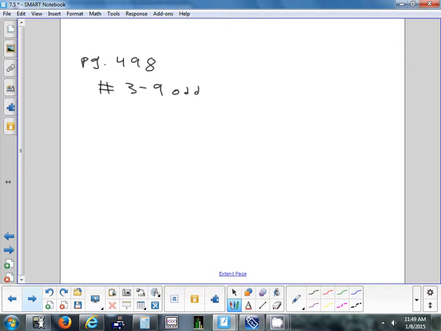All right, so the homework for tonight is on page 498. It's just some quick interest problems. So just 3 through 9 odd.